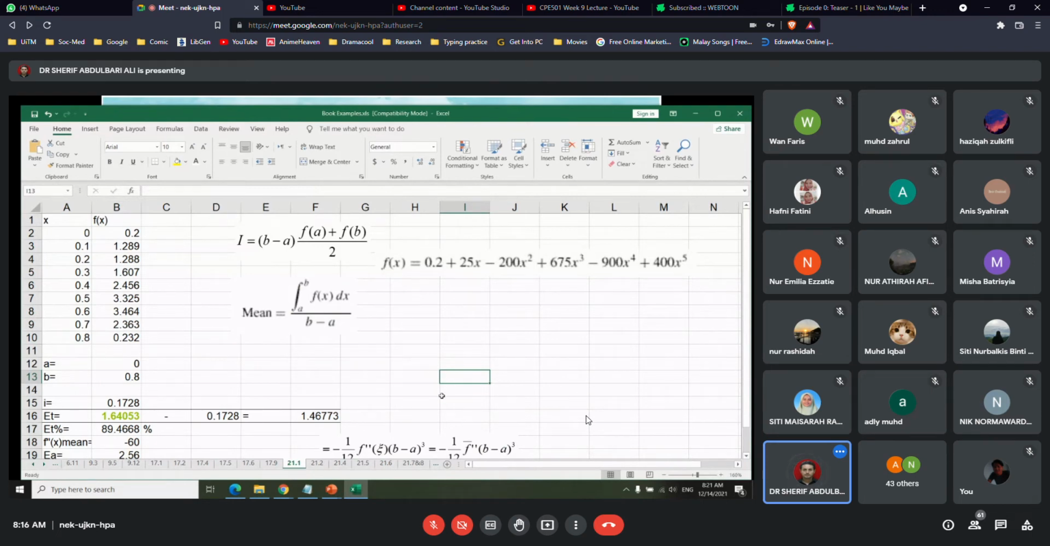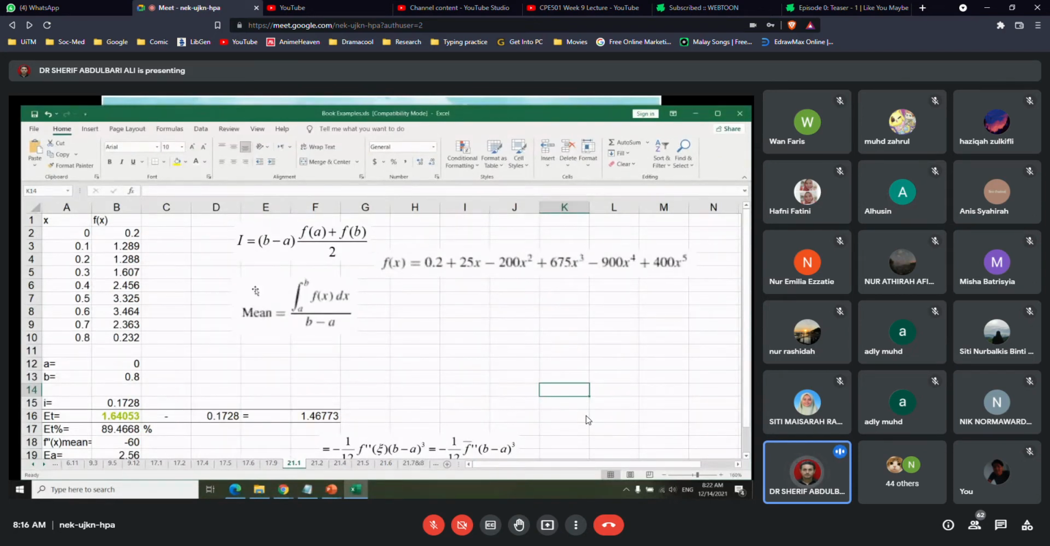Okay, so I have this function, and I need to use the Newton-Cotes formulas to calculate the integral, the area under the curve. So if I put 0 in this function, the constant is going to be equal to 0.2. If I put 0.1 inside this function, the answer is 1.289 and so on. So this is your table now. Now I need to find the integral for the first order polynomial here.